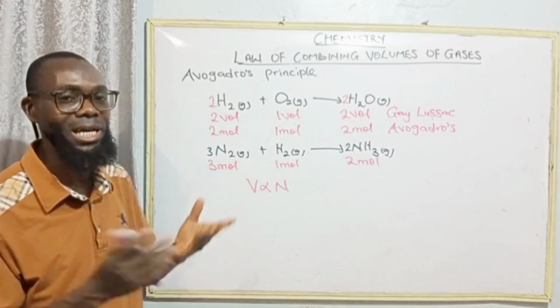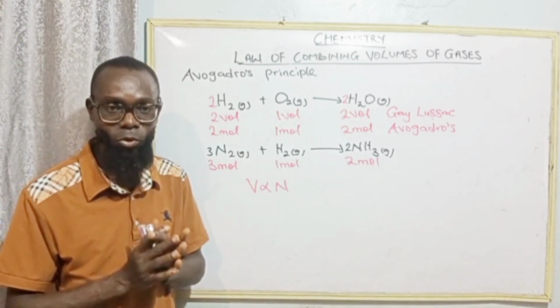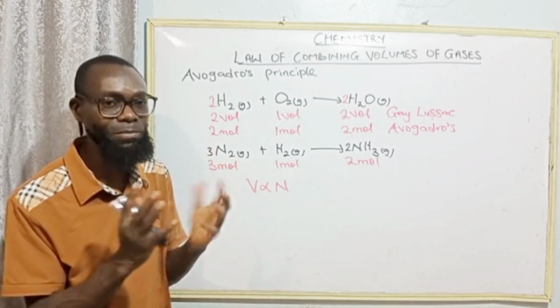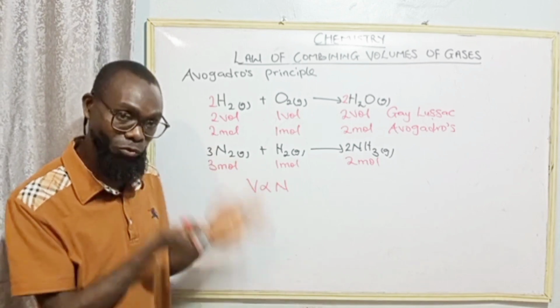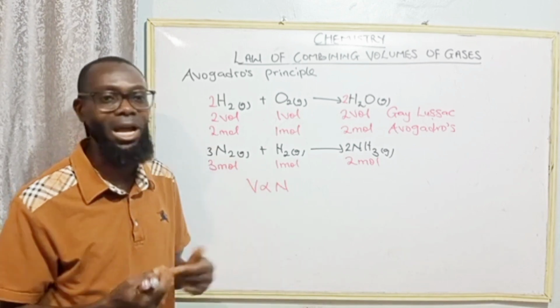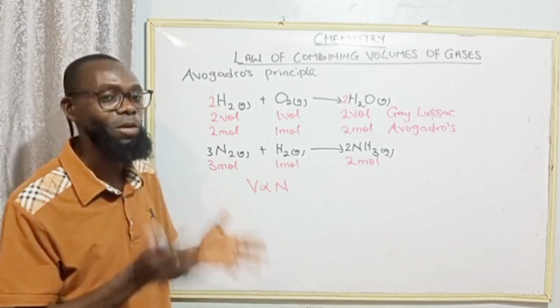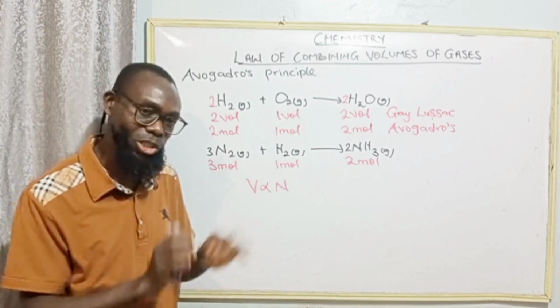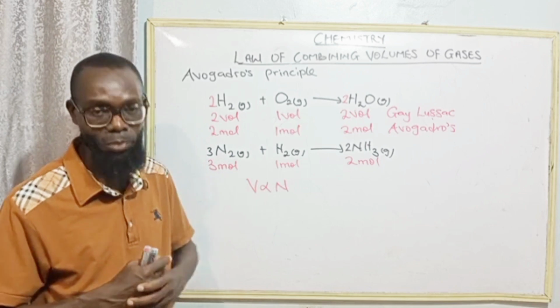So Gay-Lussac's and Avogadro's principles are talking about the same thing. Gay-Lussac is talking about the volume of gases, while Avogadro is talking about the number of molecules under the same condition of temperature and pressure.